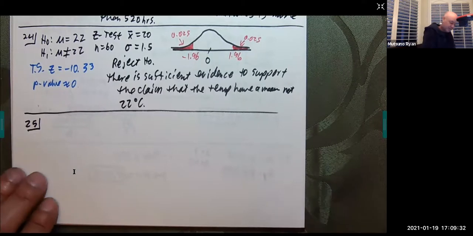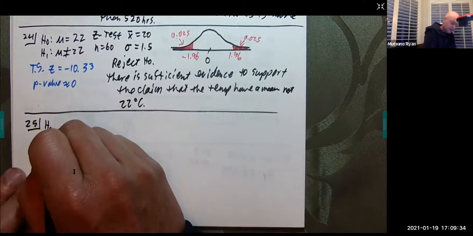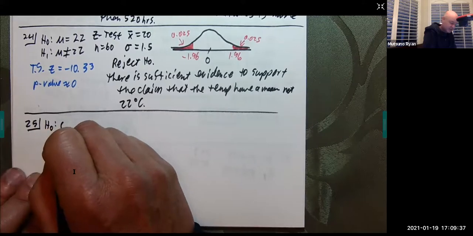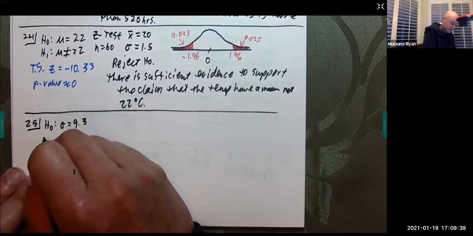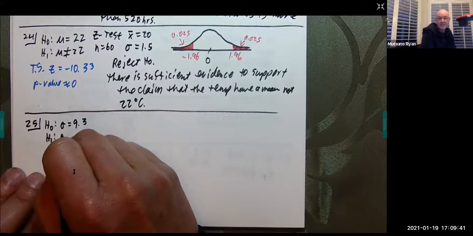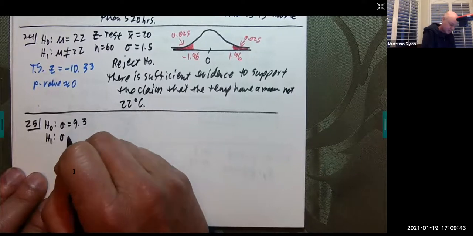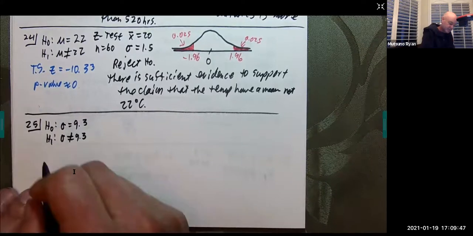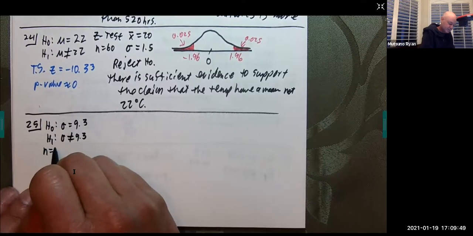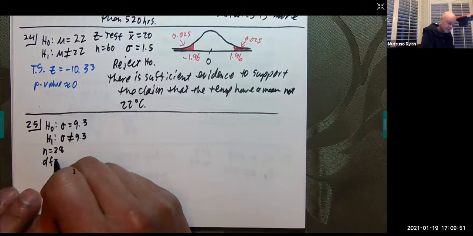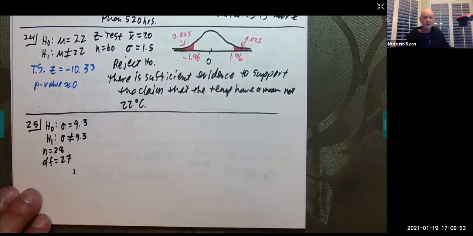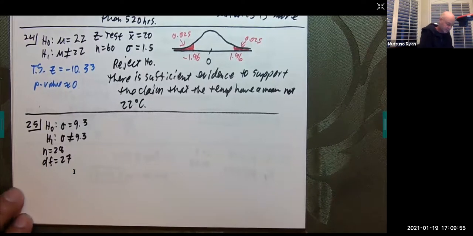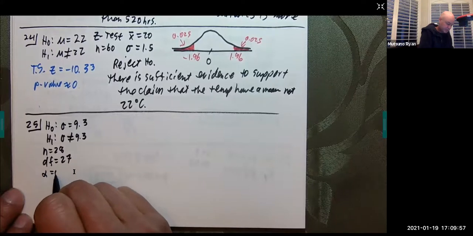All right, number 25. The null hypothesis implies that sigma is 9.3 because the alternative hypothesis they tell us is that sigma is not 9.3. This is going to be a two-tail test. They give us that n is 28, which means our degrees of freedom is 27, and alpha is 0.05.